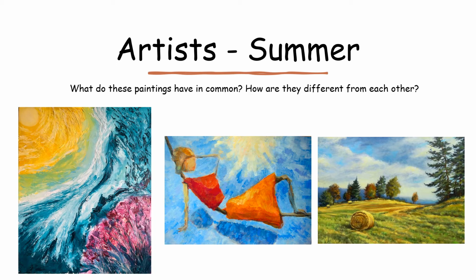This is an artist's interpretation of summer. So have a look at the paintings again. What do they have in common? So what's the same in each image? So this can obviously, they are all showing summer. But think about the colours, think about how they've decided to paint each image. And what makes them different from each other?